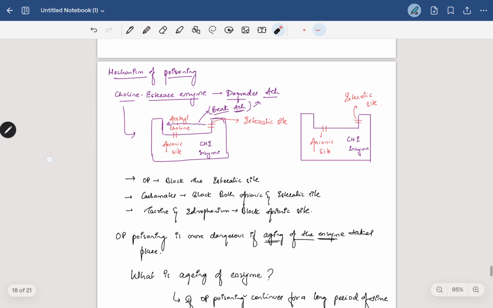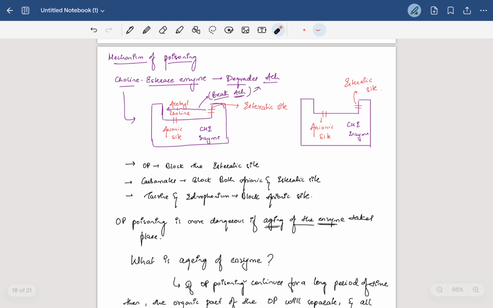Now we are going to look at how the mechanism of poisoning actually takes place. This is the enzyme, choline esterase enzyme, that I had drawn there. It has two sites: an anionic site and an esteratic site. Normally, acetylcholine, the neurotransmitter, comes and binds to the anionic site. You remember from A to A. The esteratic site helps in the breakdown of acetylcholine into acetyl plus choline. Therefore, the degradation of acetylcholine is possible this way.